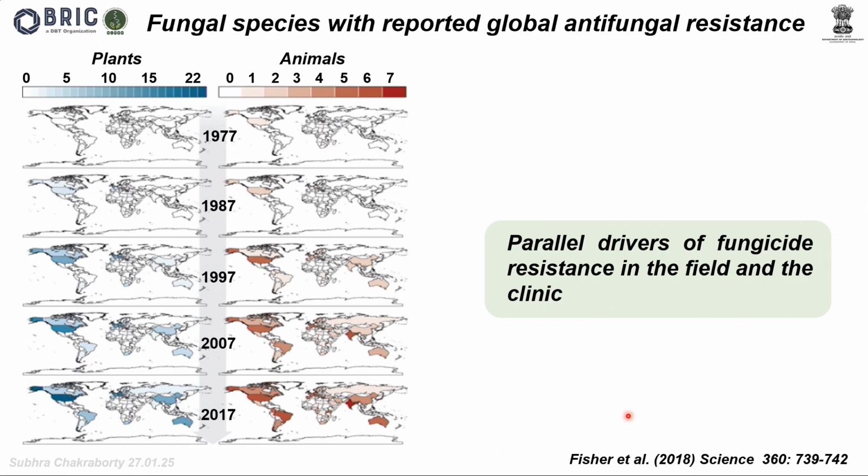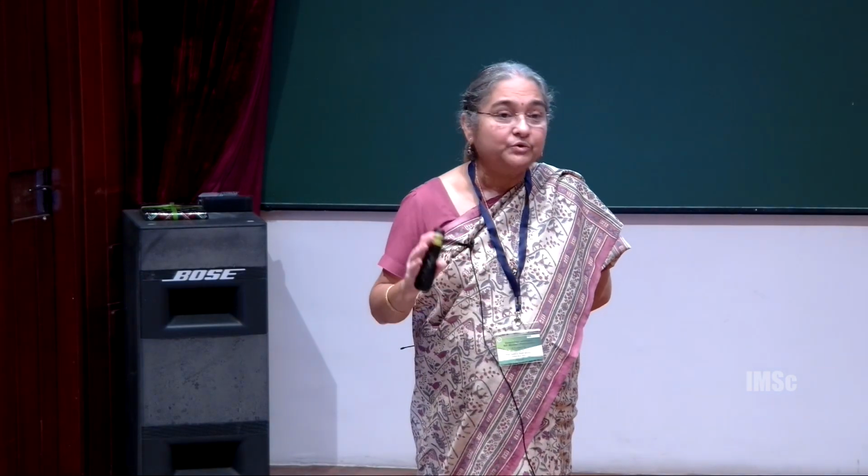Why does this happen? Because there is a parallel driver of fungicide resistance both in the field and in the clinic. If you go back to the medicines you take for fungal disease, for example nystatin, as well as the fungicides farmers spray in their fields, in both the main molecule is an azole derivative. The azole derivatives for medicine came into place after the 1950s. However, in agriculture, people used such fungicides 200 years ago.